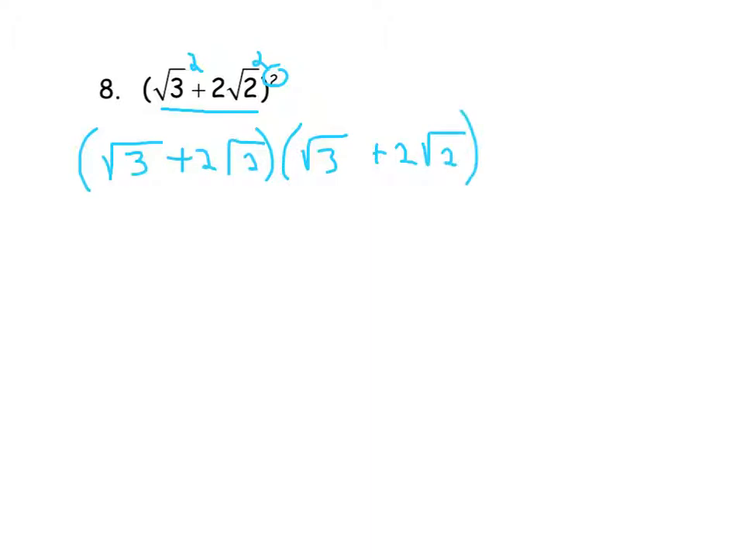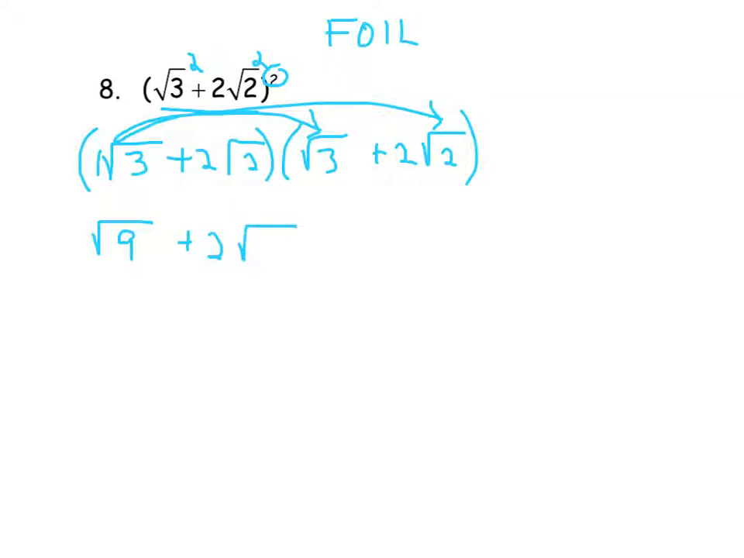Now I'm going to FOIL again, so I'm going to multiply radical 3 times radical 3. That gives me radical 9. So then I do, remember it's FOIL. So that was the first terms. Now I'm going to do the outer terms. So the coefficient is 1. 1 times 2 is 2. Radical 3 times radical 2 is radical 6.